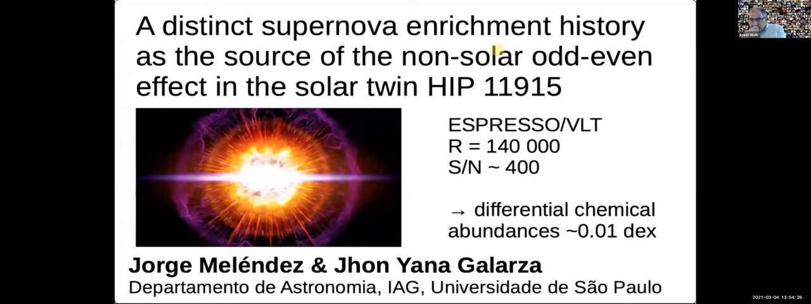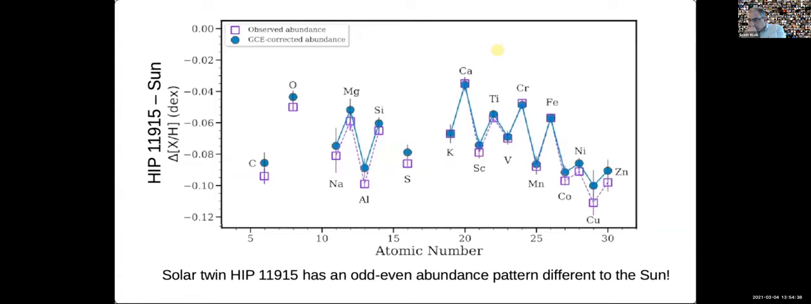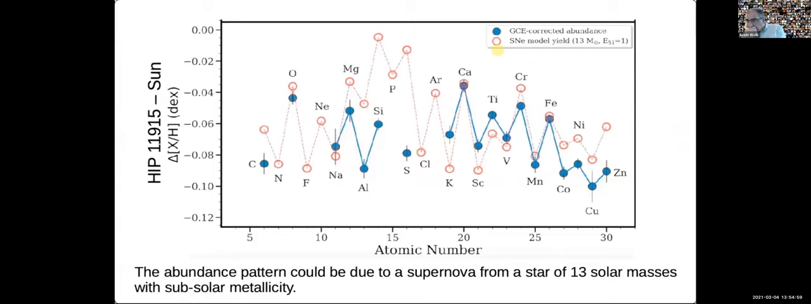We use high-resolution spectra of the solar twin HIP 11915 and the Sun in order to determine high-precision abundances with a precision of 0.01 dex. The abundance pattern of this solar twin is different from the Sun. In particular, we can see that the even elements are more abundant than the odd elements. For the first time, we show that the odd-even abundance pattern in a solar twin is different from the Sun. This can be explained by the contamination of a supernova from a star of 13 solar masses with subsolar metallicity.